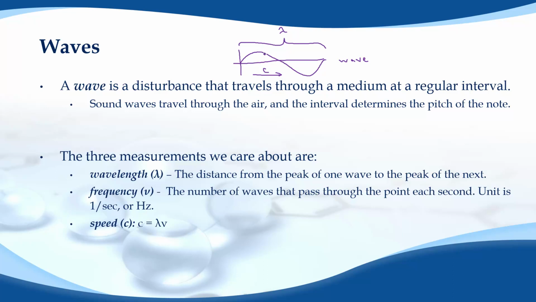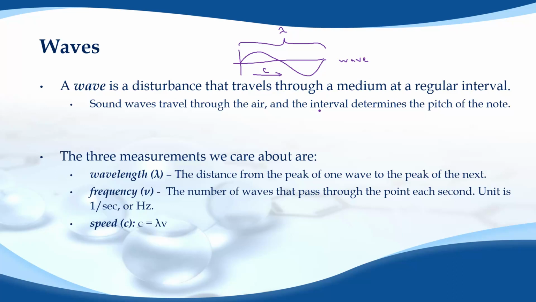Right, so I gave you the variables there. The variable for wavelength is the Greek letter lambda. The variable for frequency is the Greek letter nu. Sometimes people will write f for that. And the variable for speed is just the letter c. We'll get into a more specific type of c in a couple of slides, but for right now, the speed of a wave is just the frequency of the wave times its wavelength.